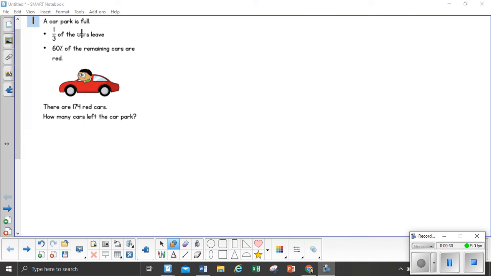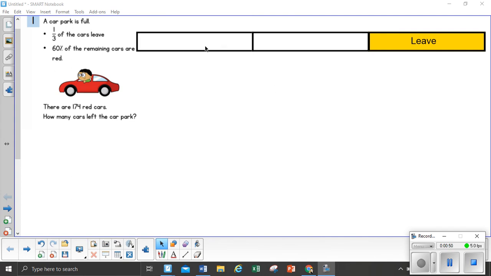So a car park is full. 1/3 of the cars leave. 60% of the remaining cars are red. There are 174 red cars. How many cars left the car park? So I'm just going to pause it to just draw my bar model.